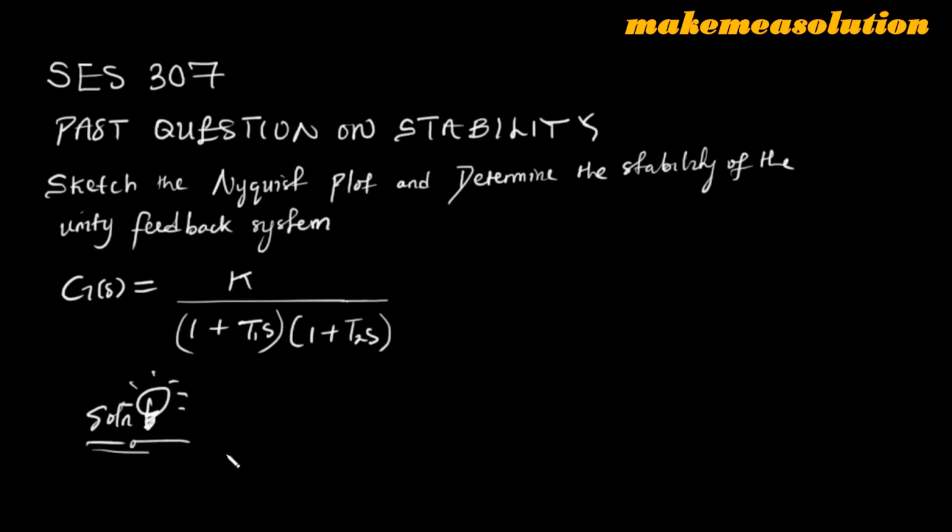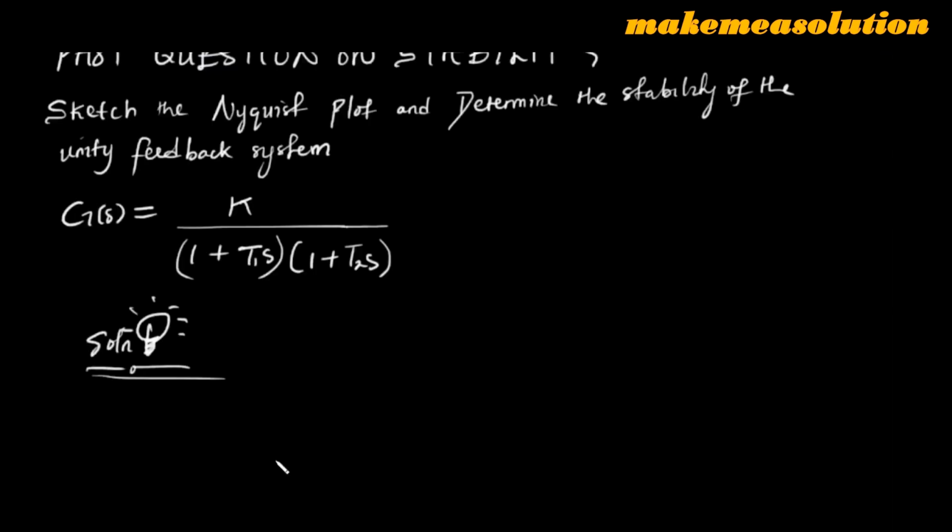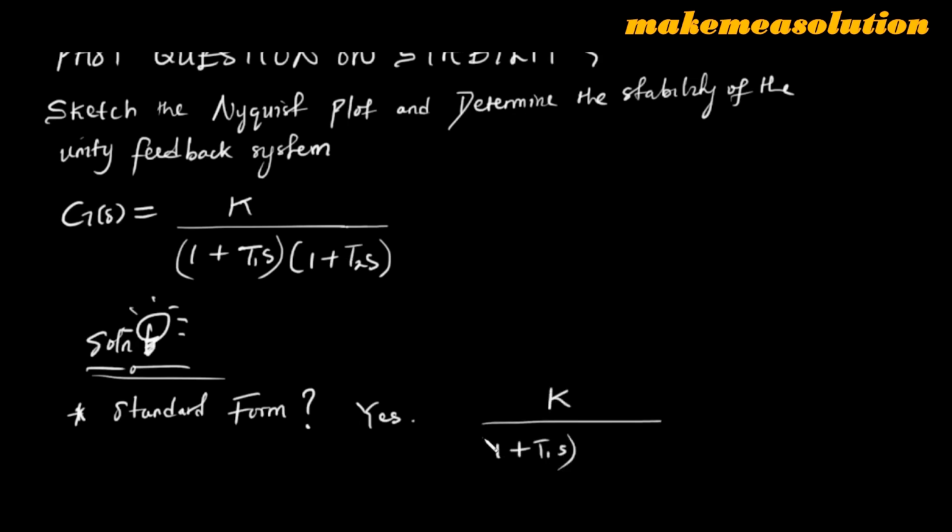So I'm going to follow a stepwise approach to drawing the Nyquist plot. Anytime you want to draw the Nyquist plot, you need to follow these steps. The first step is to check whether the system is in standard form. So is the system in standard form? Yes, the system is in standard form. It's in standard form because it is expressed as K into (1 + T1s)(1 + T2s).